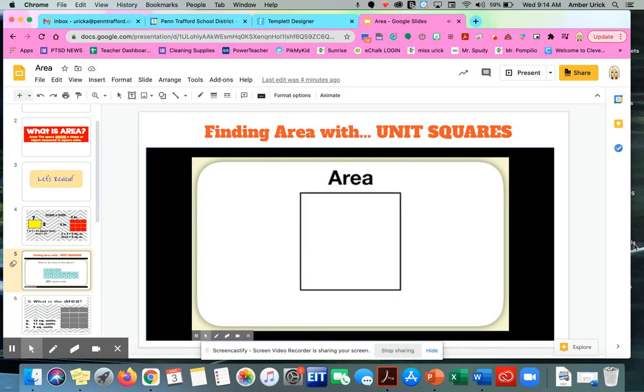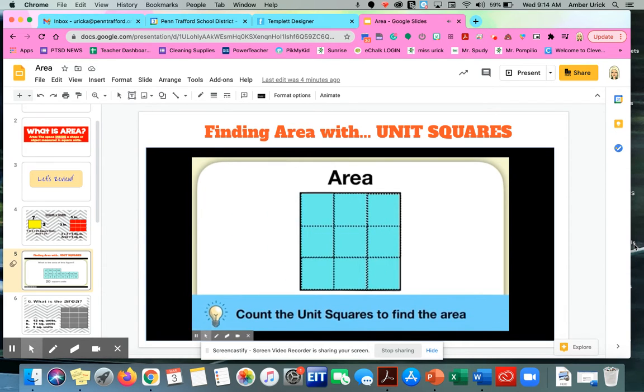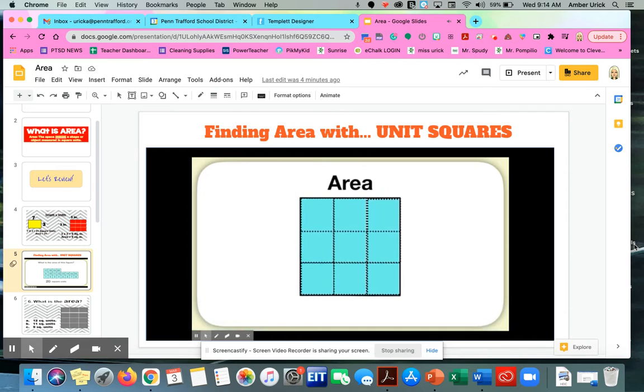Well, if we take a look at this square, we could think about covering it with smaller squares of a set size. We call these small squares 1 unit square. Now we can see how many of these unit squares fit inside of our big shape. Then all we need to do is count up the unit squares to find the area. For this shape, we could count. It takes 1, 2, 3, 4, 5, 6, 7, 8, 9 unit squares to fill the whole shape. So its area will be 9 square units.